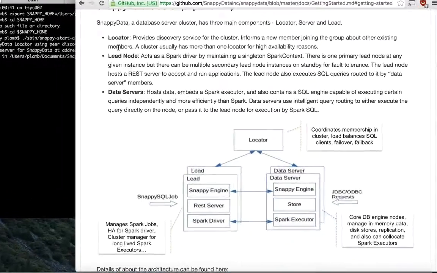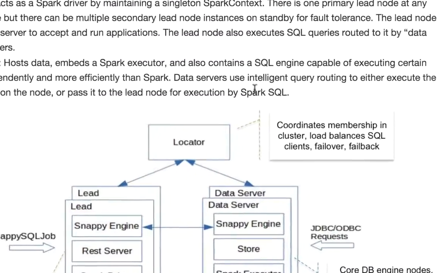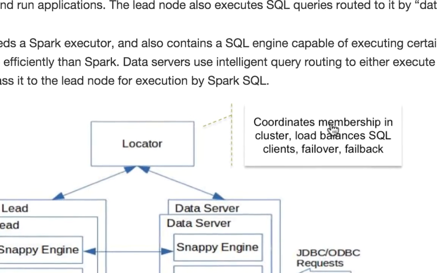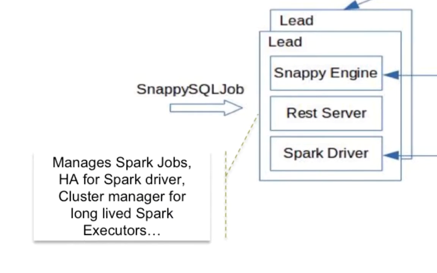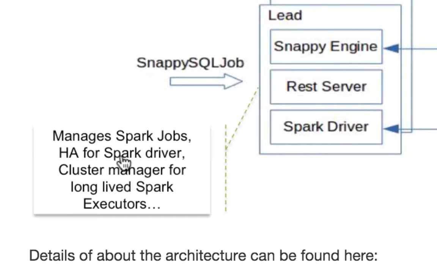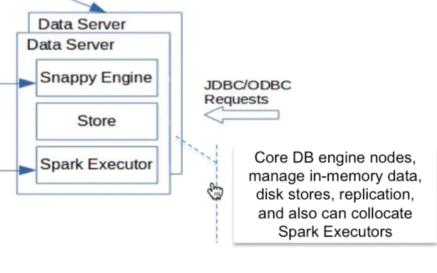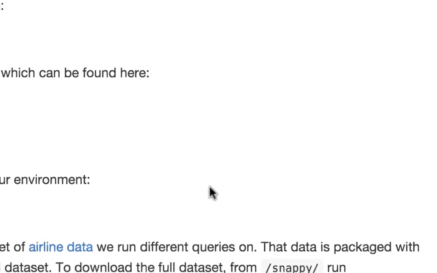So the start script starts up three things. The SnappyData locator. The locator coordinates membership in the cluster, load balances SQL clients, failover and failback. The lead node, which manages Spark jobs, high availability for the Spark driver. It's a cluster manager for long-lived Spark executors. And the data servers, which are the core database engine nodes. They manage in-memory data, disk stores, replication, and they also co-locate with Spark executors.